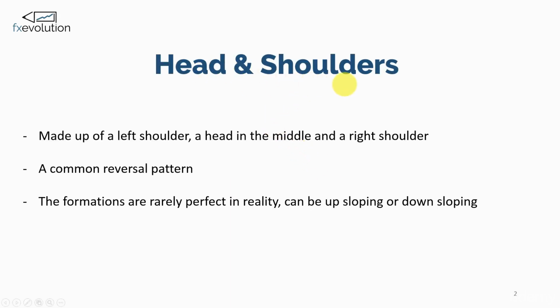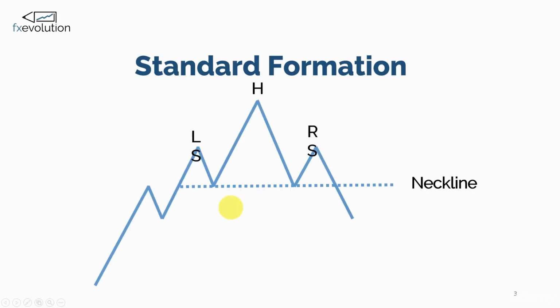So let's begin with what a head and shoulders pattern is. It's made up of a left shoulder, a head in the middle, and a right shoulder, kind of like a person's body. It's a common reversal pattern within the Forex and other stock markets, and the formations are rarely perfect in reality, so they can be upward sloping or downward sloping. They're not always perfect. So let's take a look at a perfect one first so we can understand what it should look like.